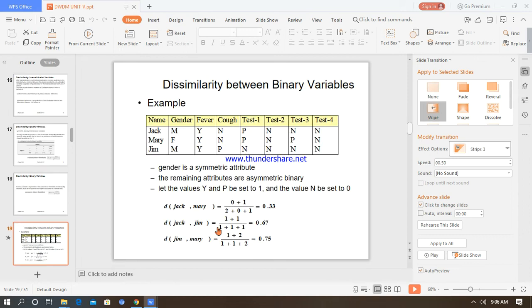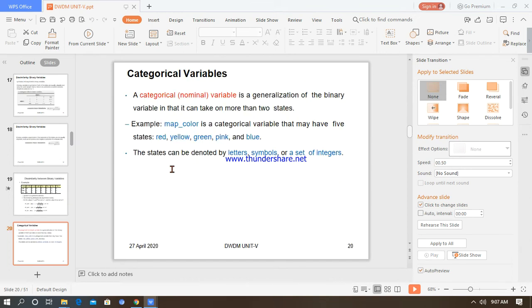Okay, dissimilarity between binary variables. We have the example here, and the examples are something like Jack, Mary and Jim, and we are going to calculate the distance between them. Just substitute these values into the formula. We'll be getting the result of 0.33 and all these things.